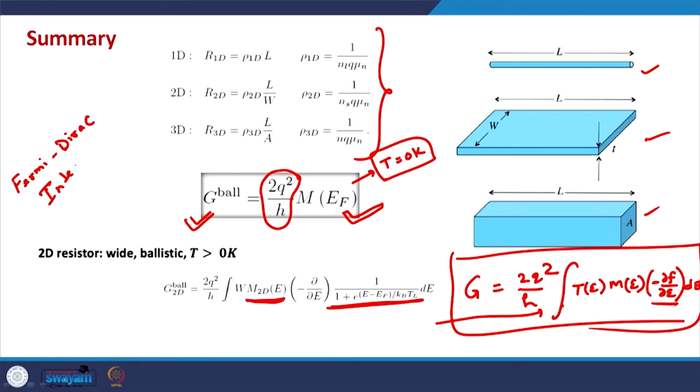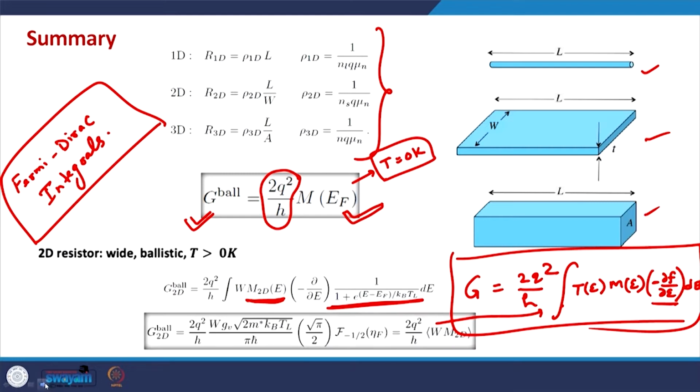So, we have seen the calculation for the ballistic transport case with the help of Fermi Dirac integrals. Today we will see what the conductance and resistance are in the case of diffusive transport. And that will essentially conclude our discussion of the transport theory.